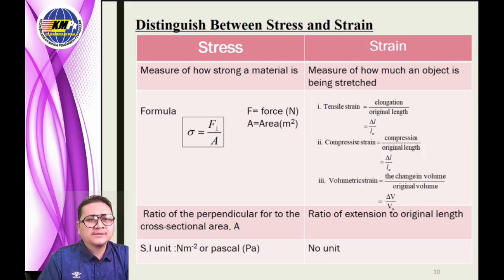Stress is a measure of how strong a material is. The strain is the measure of how much an object is being stretched. The formula itself, both stress and strain are different. Stress is sigma and the strain is epsilon. The stress itself is the ratio of the perpendicular force to the cross-sectional area A, while the strain is the ratio of the extension to the original length. And the unit for stress is Newton per meter square or Pascal, while the strain has no units.